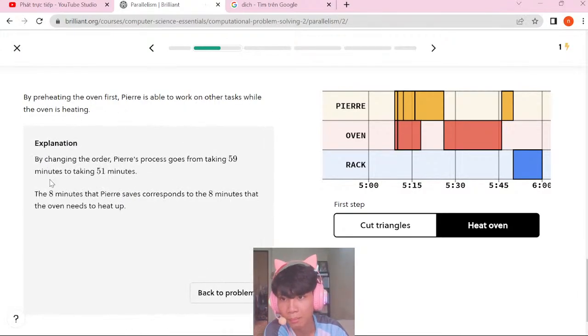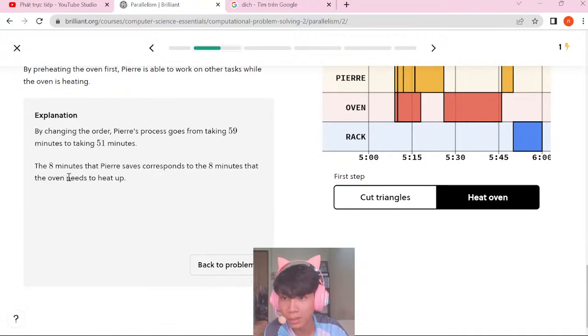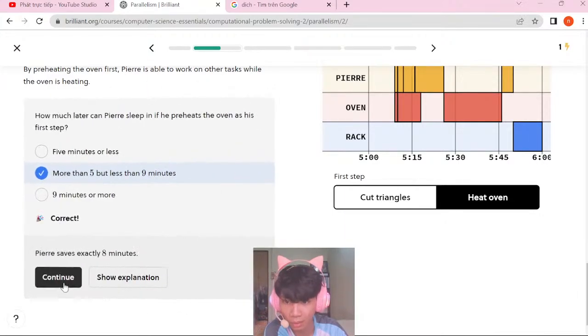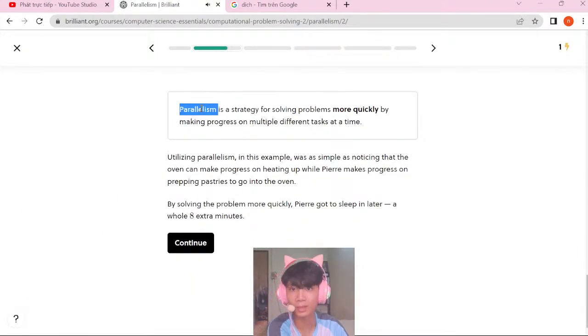Preserve. By changing the order, the previous process goes from taking 59 minutes to taking 51 minutes. The 8 minutes saved corresponds to the 8 minutes that the oven needs to heat up. Okay, understand? Parallelism is a strategy for solving problems more quickly by making progress on multiple different tasks at a time.